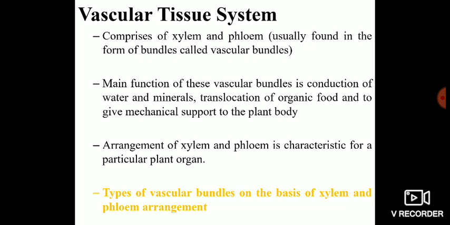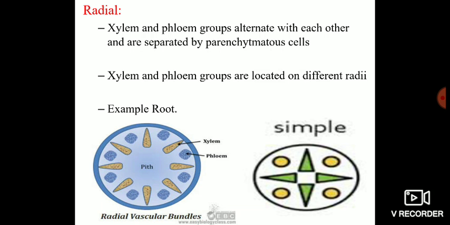The arrangement of xylem and phloem is characteristic for a particular plant organ. For example, the arrangement of xylem and phloem in roots is different from the arrangement of xylem and phloem in stems. And on the basis of position of xylem and phloem in vascular bundles, there are two broad categories of vascular bundles. The first one is radial vascular bundle.